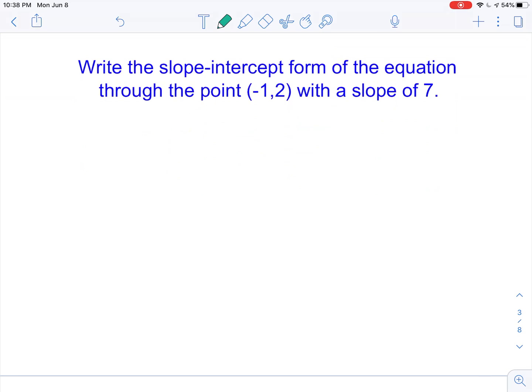Now we have: write the slope-intercept form of the equation through the point negative 1 comma 2 and slope of 7. What are we given here? What can we do with this? Anytime we are given a point and a slope, which equation do you think we need to use? That's right, point slope. We're going to be using y minus y1 is equal to m times x minus x1 to find this equation.